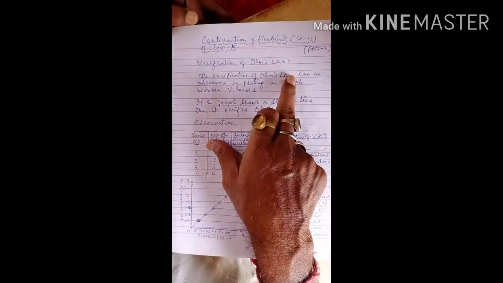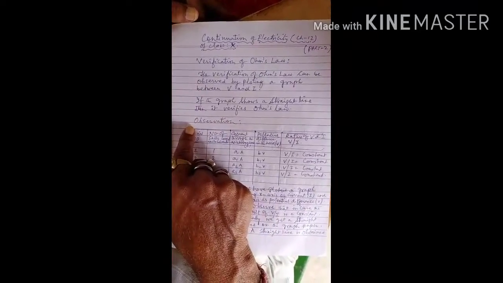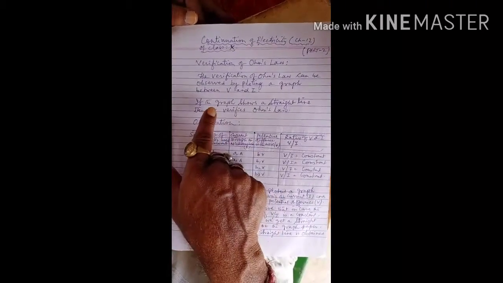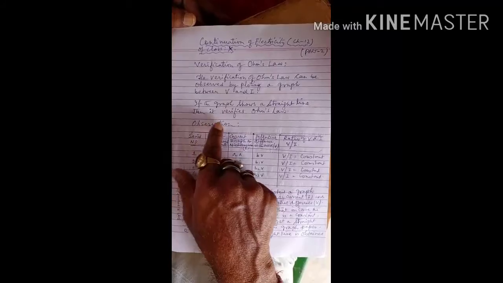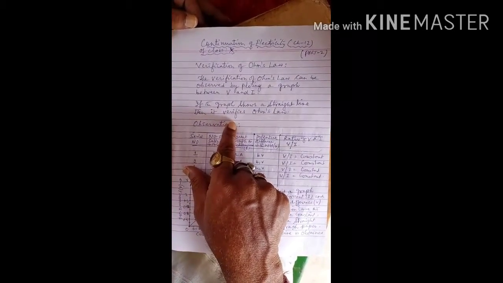Verification of Ohm's law. The verification of Ohm's law can be observed by plotting a graph between V and I. If the graph shows a straight line, then it verifies Ohm's law.